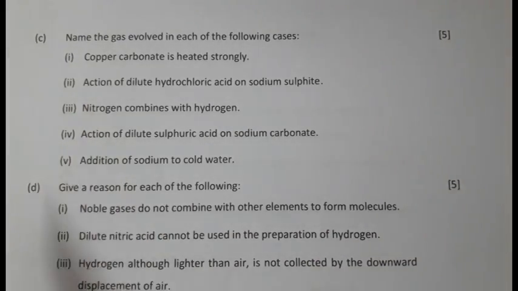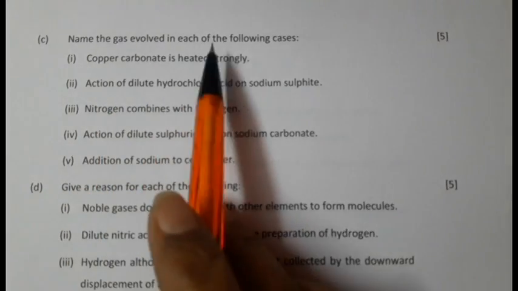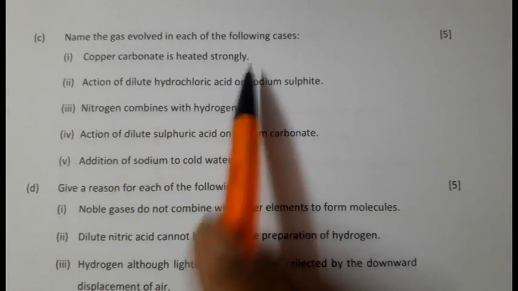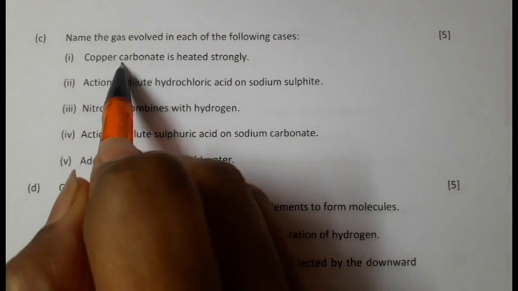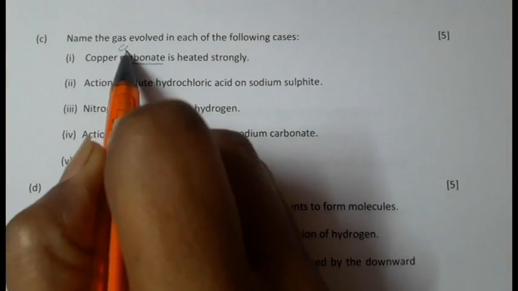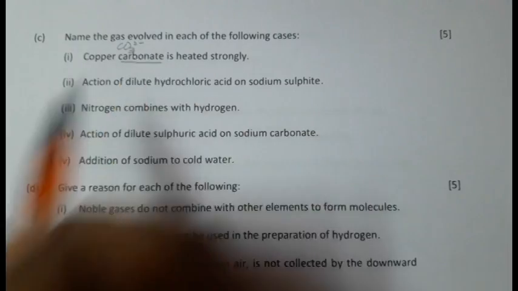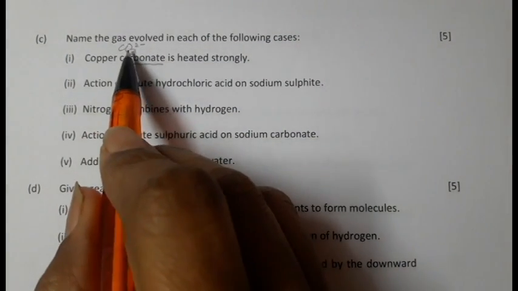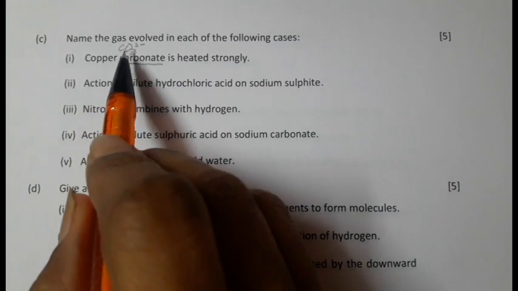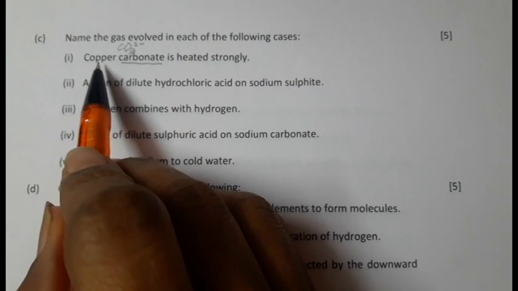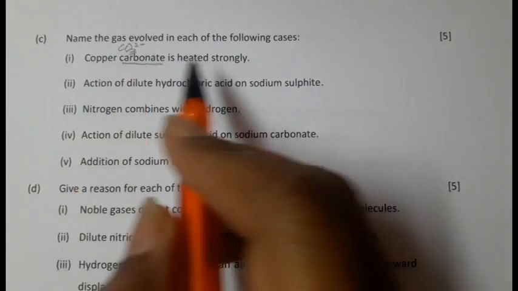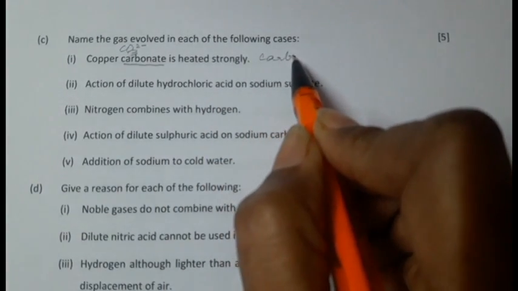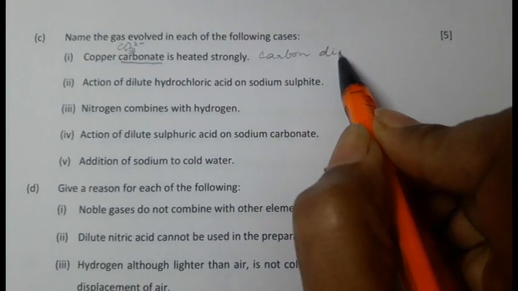We come to question C. Name the gas evolved in each of the following cases. Copper carbonate is heated strongly. Now this is a carbonate. Carbonate is having CO3 2 minus as the radical. When you heat this, if the metal is lower in the reactivity series, all carbonates are going to release carbon dioxide. So it will be carbon dioxide.